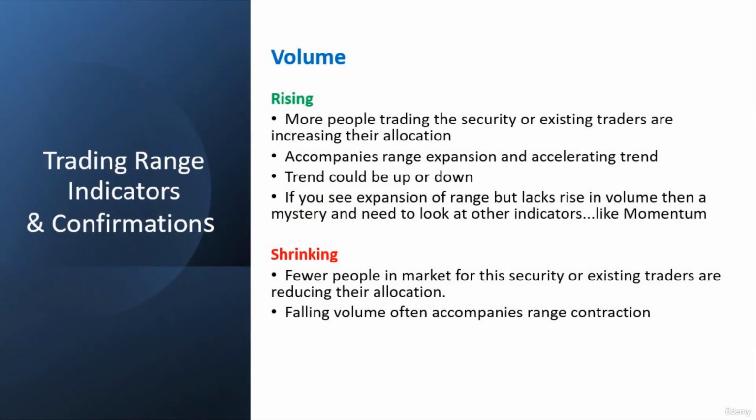A very important thing to look at is volume. And volume could be either rising or shrinking. Volume basically is looking at how many transactions, how many trades are happening. Is that going up or is that going down? So if volume is rising, as in more people are trading the stock, or maybe existing traders are just adding to their allocation, right? So it's not necessarily new people coming in, it might be existing people buying more. That tends to accompany a range expansion and really accelerates a trend, whether it's going up or down. As volume rises, that will tend to keep the trend going in that direction and really expand on it.